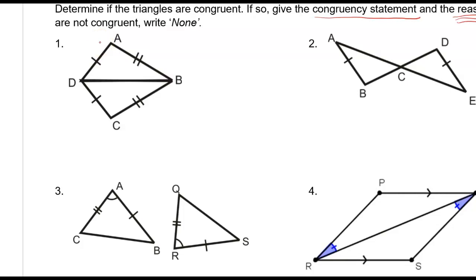In number 1, we have 2 pairs of congruent sides. You can see that AD is congruent to CD, and then AB is congruent to BC. Well, we do have a third congruent side.